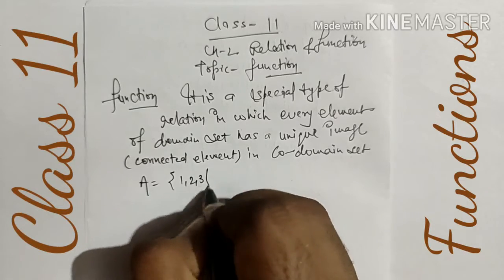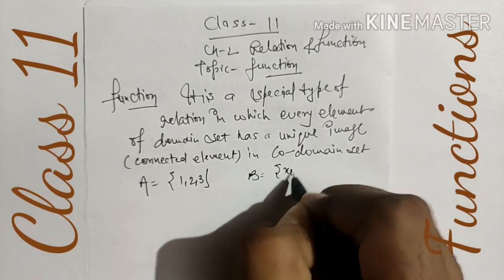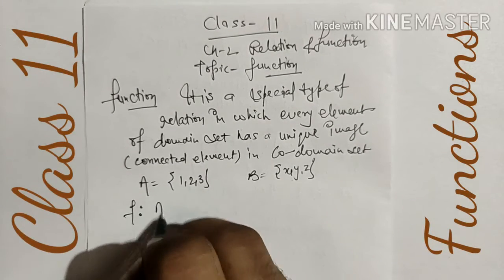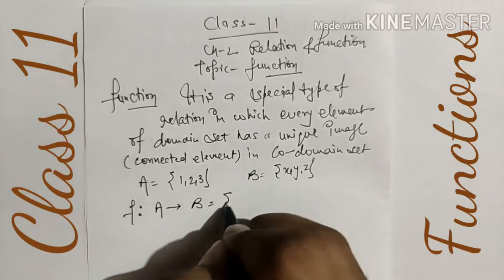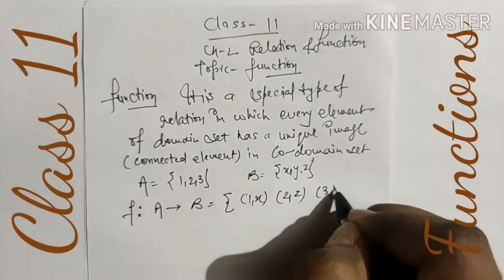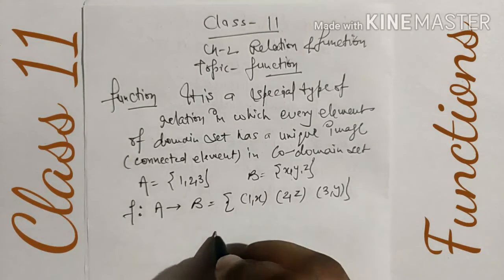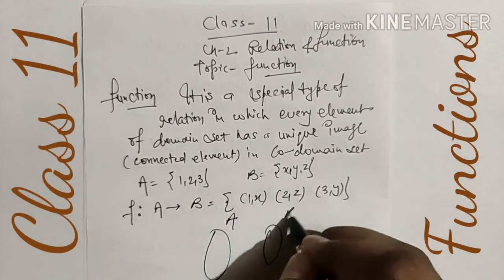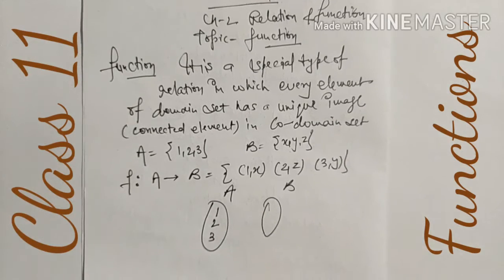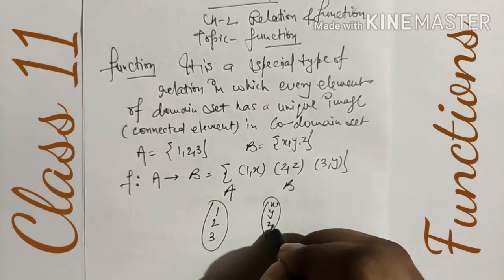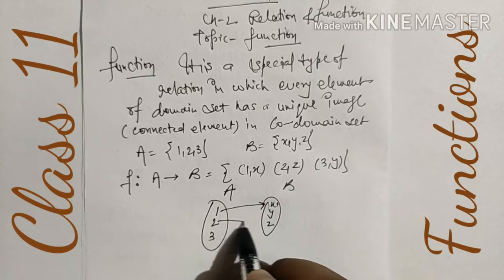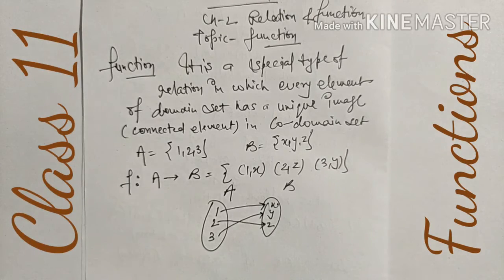Now let A be a set given by 1, 2, 3 and set B be given by x, y, z. F is a function defined from A to B given by 1x, 2z and 3y. If we represent them with the help of an arrow diagram, A contains 1, 2, 3, the domain set, and B contains x, y, z, the elements of the codomain set. 1 is connected with x, 2 is connected with z and 3 is connected with y.